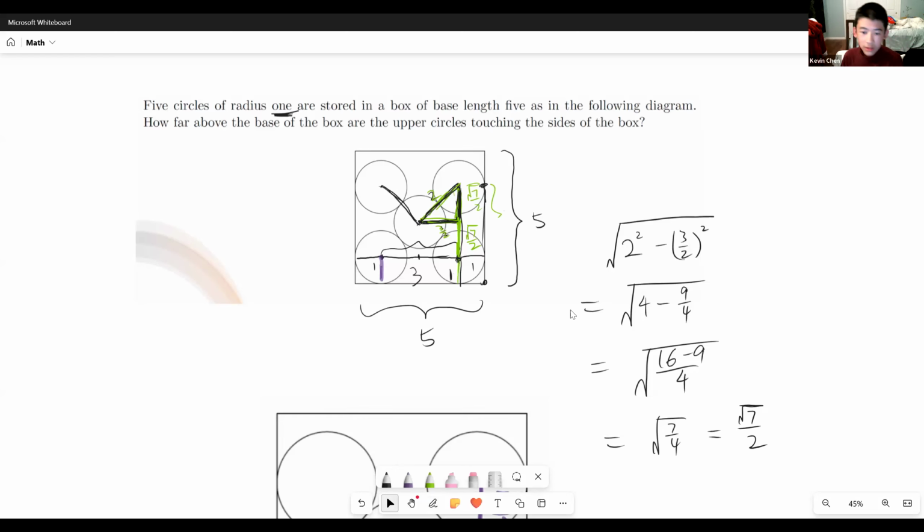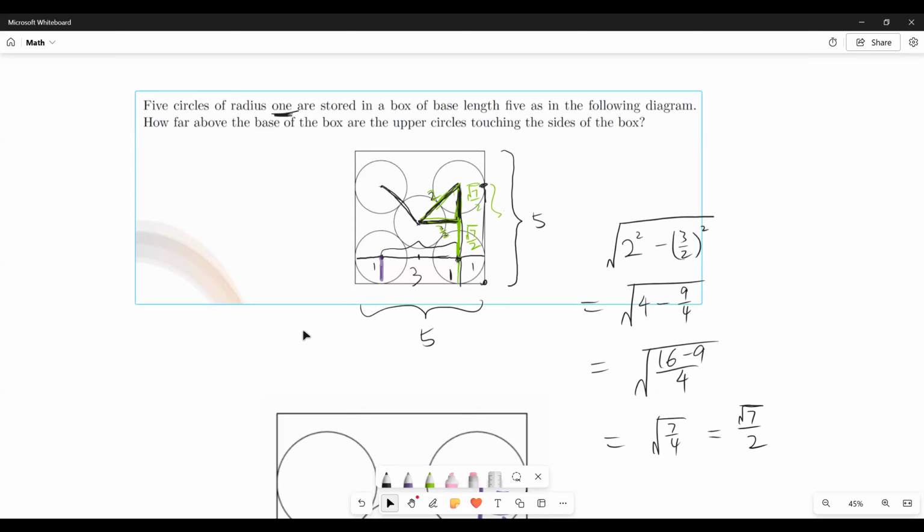It seems like CC raised their hand, so if you have a question. Yeah, and the question is how far above the base of the box? Is the answer should be square root of 7?